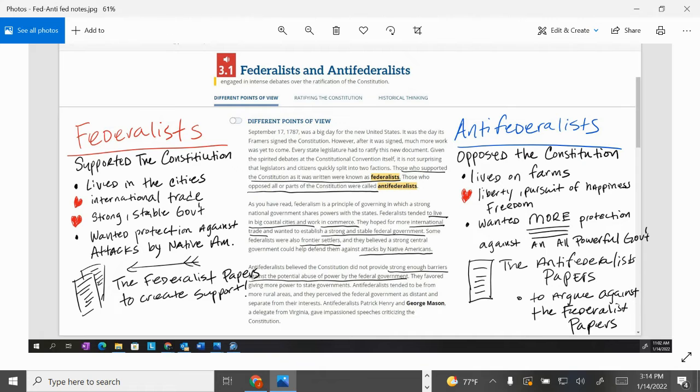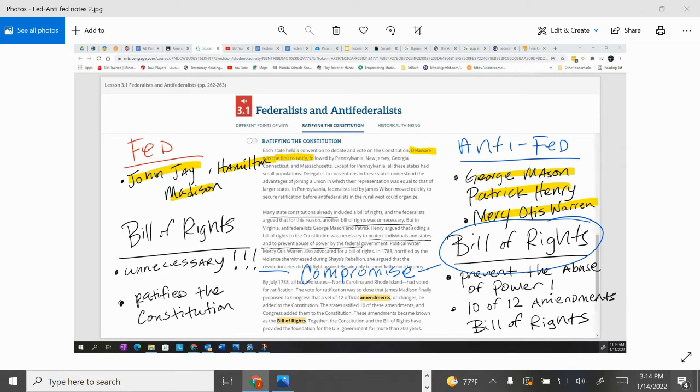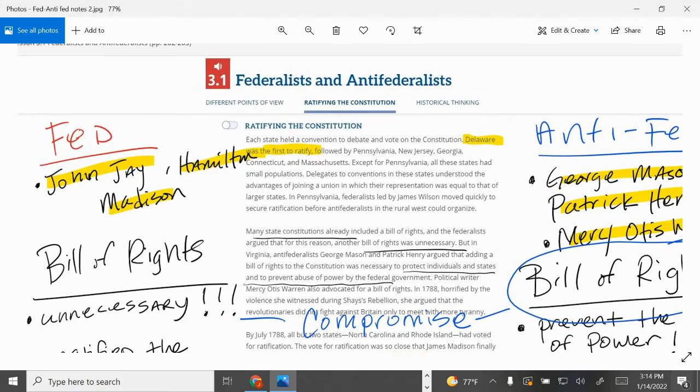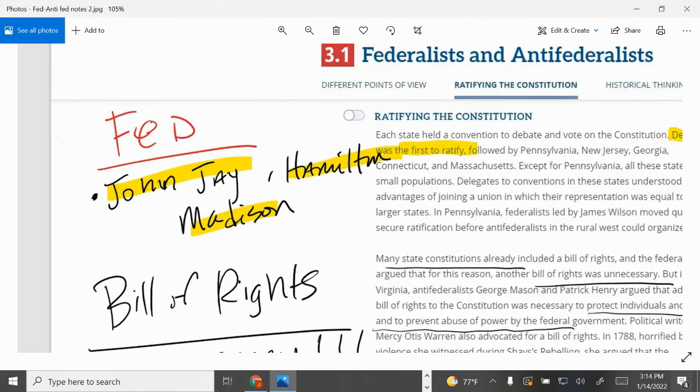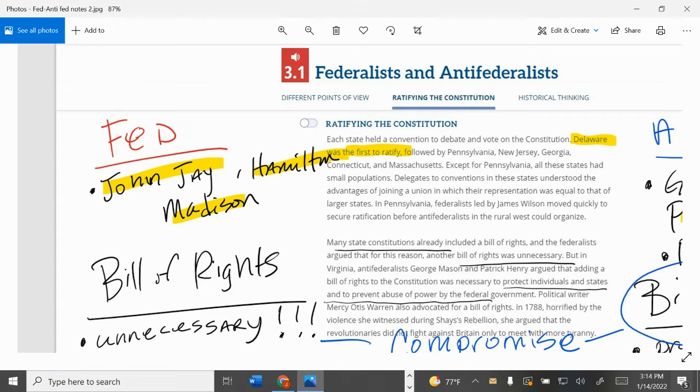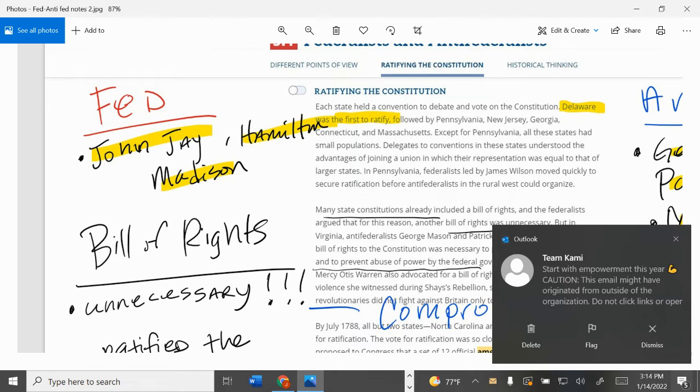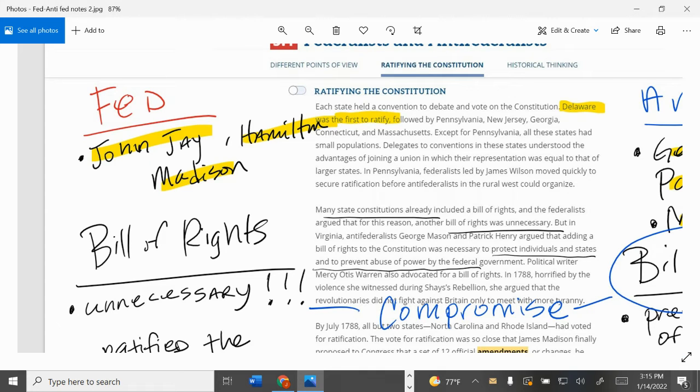Now, let's continue with some of the people. There were some outspoken people on each side. They're normally the leaders of these movements. People like John Jay, Alexander Hamilton, James Madison. They wrote the Federalist Papers. There were a number of essays that they published into a book, and also got printed in national newspapers.